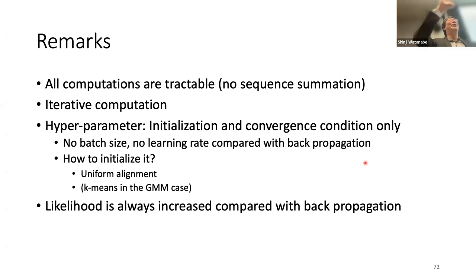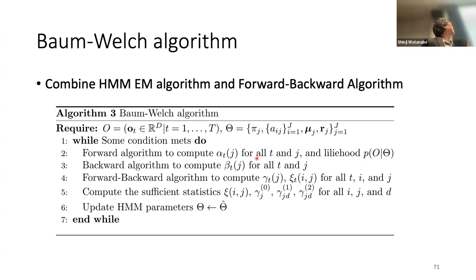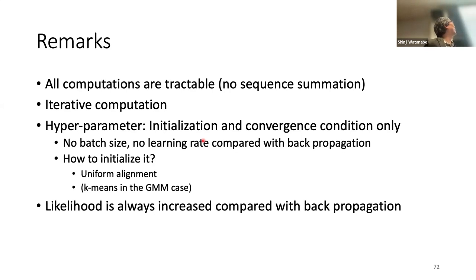There is a summation over the sequence everywhere, right? But it was made tractable for all the computation. This is an iterative computation similar to backpropagation, and the initialization is very important. But with that, we can get very good convergence. Oh, I also have to mention it: there is no hyperparameter like a learning rate or batch size and so on, right? We don't have to use them. So this is a nice part of the EM algorithm. But the initialization is very sensitive.